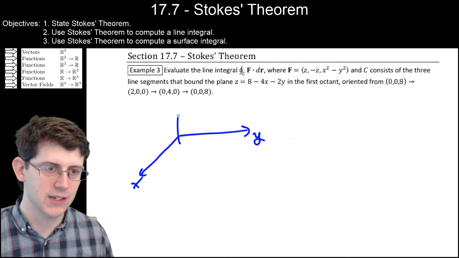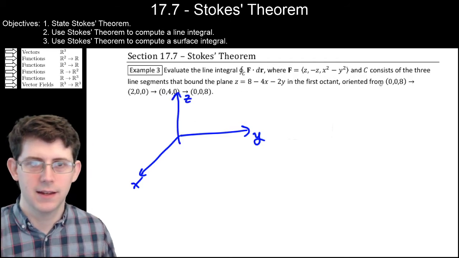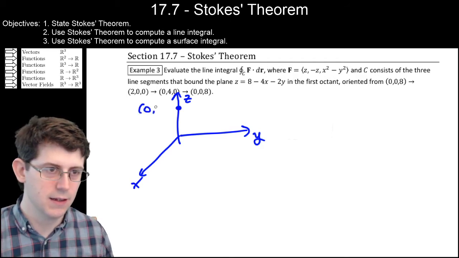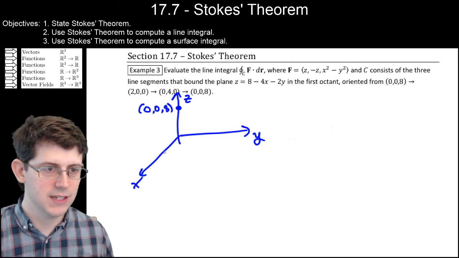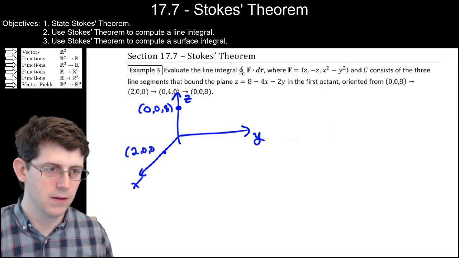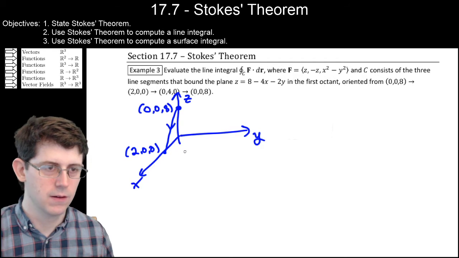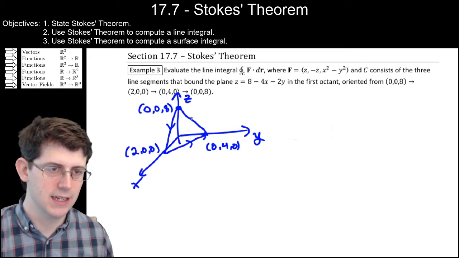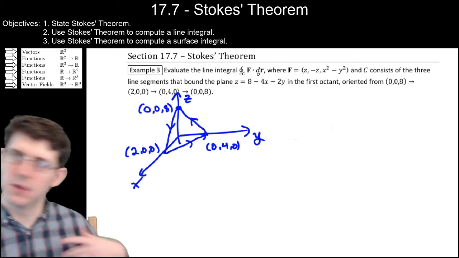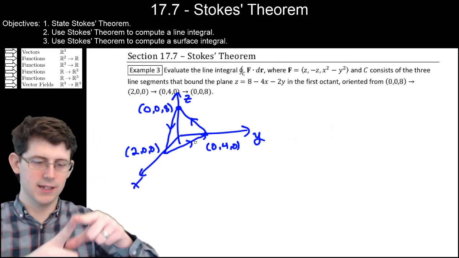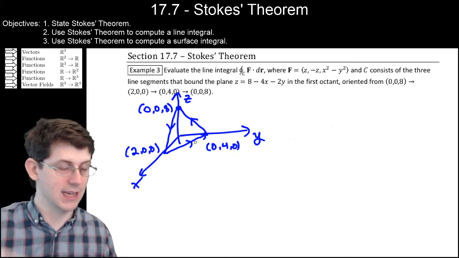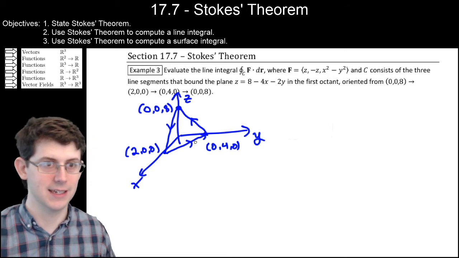Something in the first octant, so I'll draw the first octant. It's the 3 line segments that go from 0, 0, 8 to 2, 0, 0 to 0, 4, 0 back to 0, 0, 8. So there's a vector field swirling around. This triangle is hanging out in a storm, and we want to know if the storm is in total spinning with this triangle or against it.